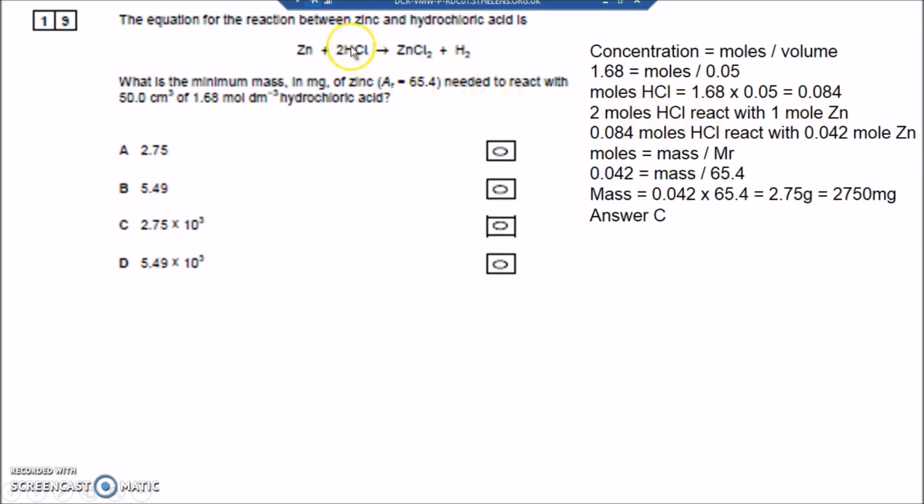0.084. 2 moles of hydrochloric acid react with 1 mole of zinc, so I halve that, divided by 2. Then I've got 0.042 moles of zinc. I know the Mr of zinc, so moles is mass divided by Mr. Number of moles 0.042 equals mass divided by its Mr, 65.4. Multiply the two together, 2.75 grams. Taking grams down into a smaller unit value of milligrams, I multiply by 1,000, 2750 milligrams. My answer is 2.75 times 10 to the power of 3, which is C.